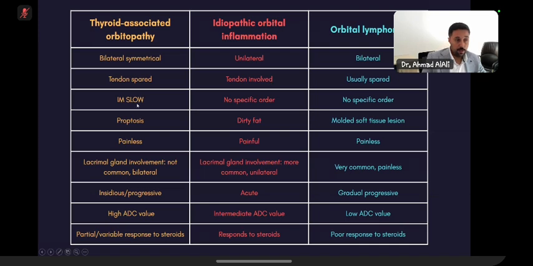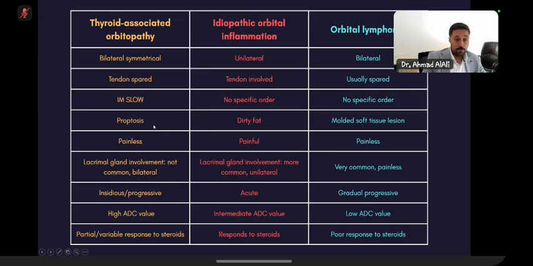Muscles involved in thyroid orbitopathy are better remembered by the I'M SLO law, which is inferior most likely, then medial, superior, lateral, oblique, and the lateral and oblique are the last ones to be involved. These are non-specific orders in the other differentials.